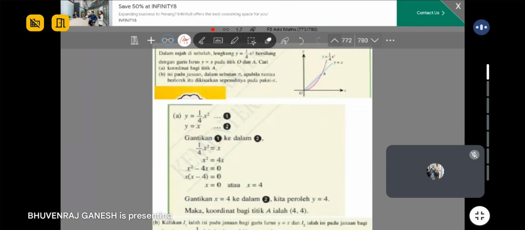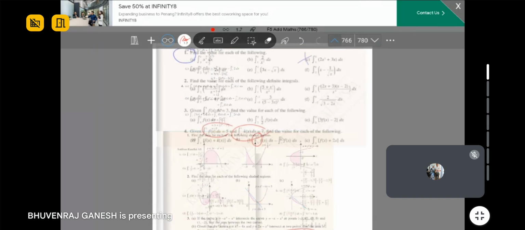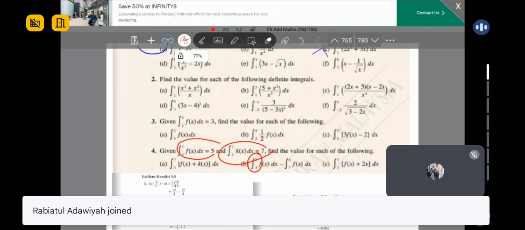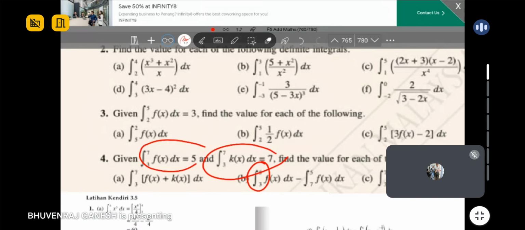Okay, so we come back to this one. For this one, kalau kamu lihat soalan ni, tak ada had yang diberi. There is no such limit. So basically, what you must do is create your own limit over here. So this one is a bit tricky but still can do.